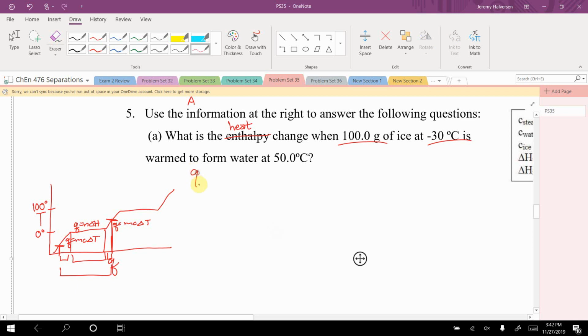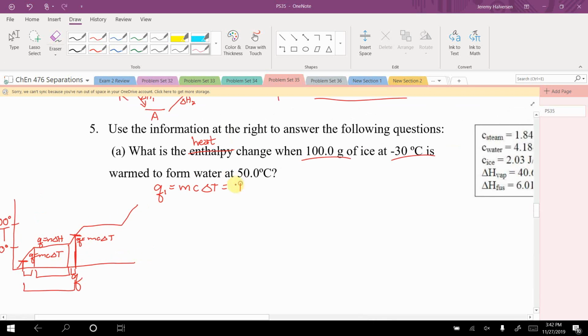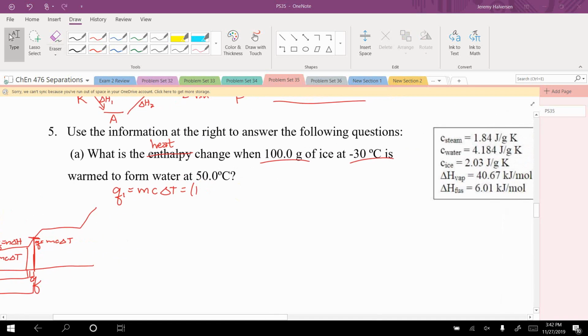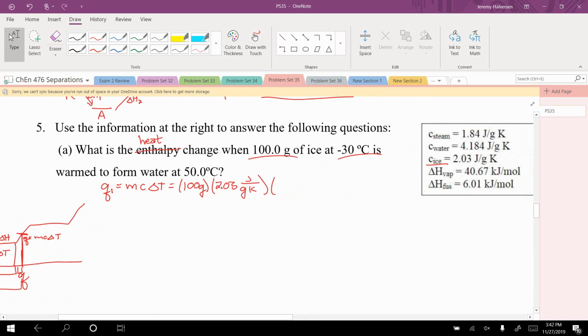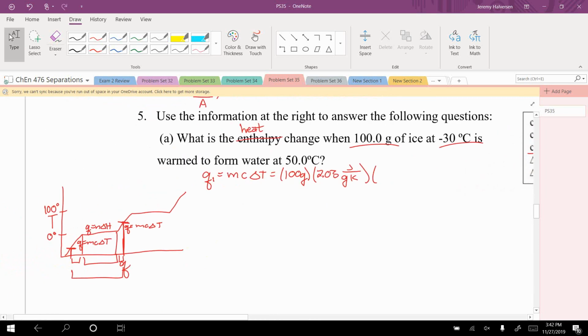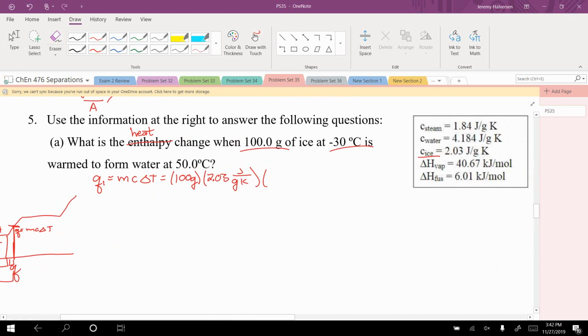So Q1 is going to be heating up the ice. When I calculate Q1, I've got the mass of my ice, the specific heat of my ice, and the change in temperature of my ice. And that's going to be 100 grams, specific heat of ice, 2.03 joules per gram Kelvin. And then my change in temperature, well, I'm starting at negative 30. And where am I ending at? I'm heating up my ice until it's at 0. So my final is 0.